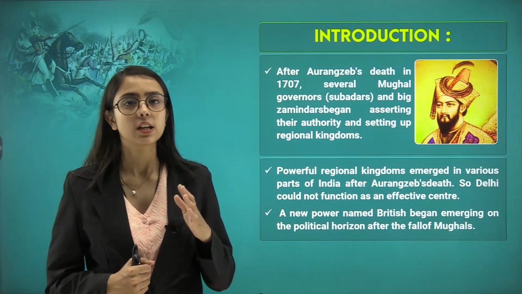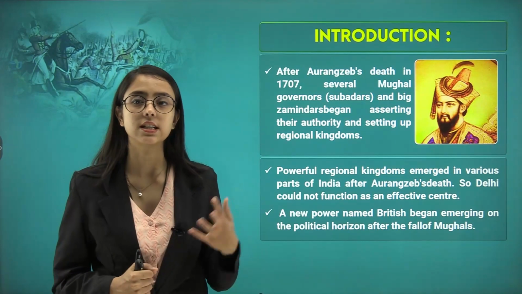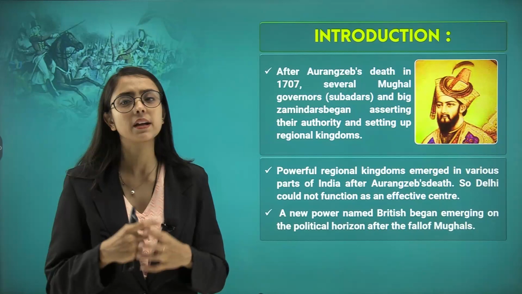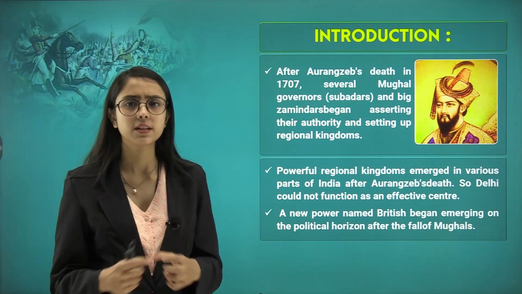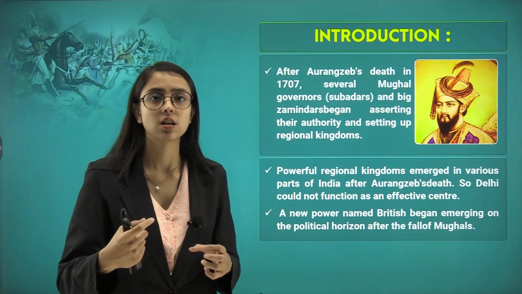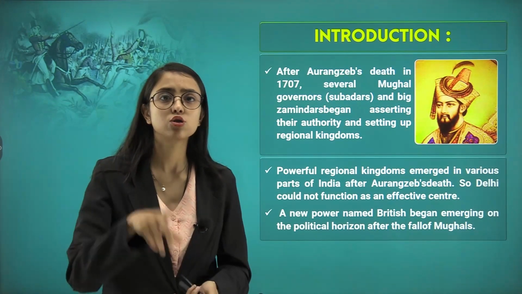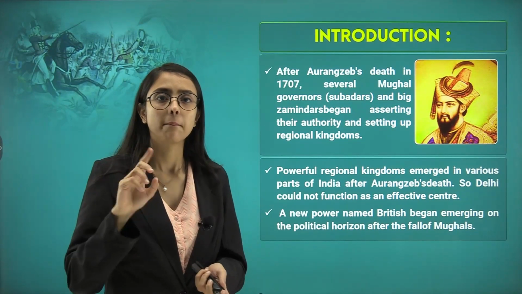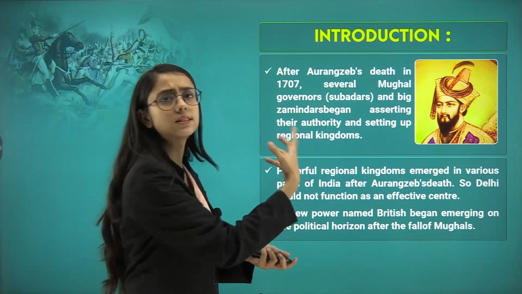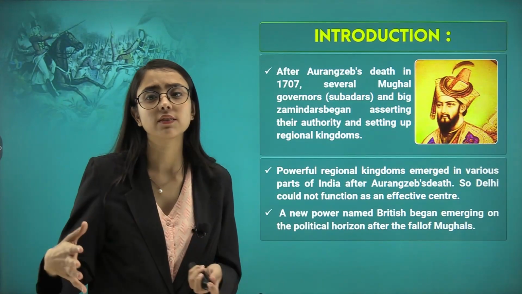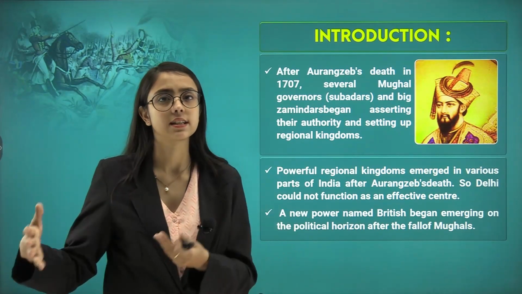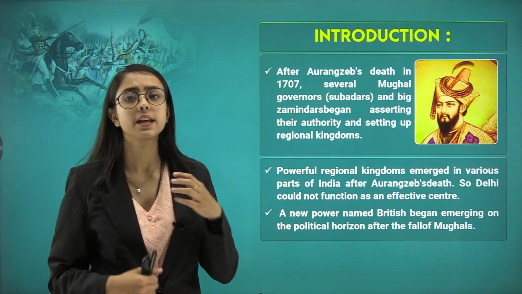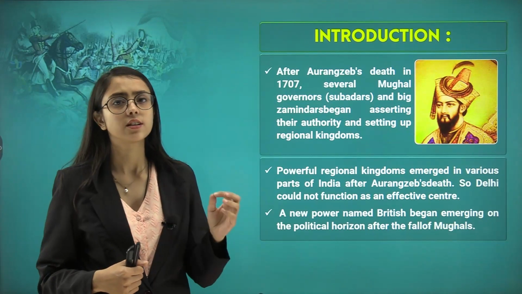After Aurangzeb's death in 1707, the Mughal governors, who were known as the Subedars, and the big zamindars, the landowners, started to assert and rule on their own. There was not one focal point who would supervise the whole administration or rule over the people. So these small powers, the Subedars and the zamindars, began to assert their power and authority, setting up small regional kingdoms. Some powerful regional kingdoms emerged in various parts of India after Aurangzeb's death.